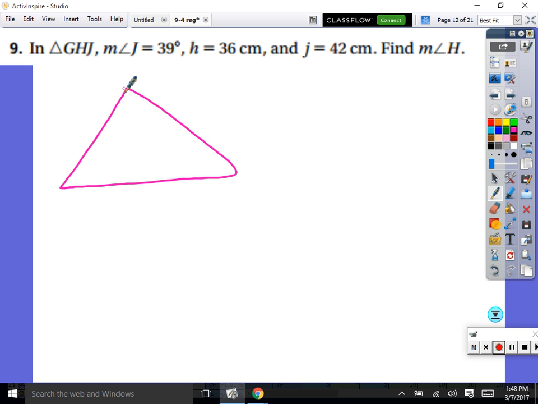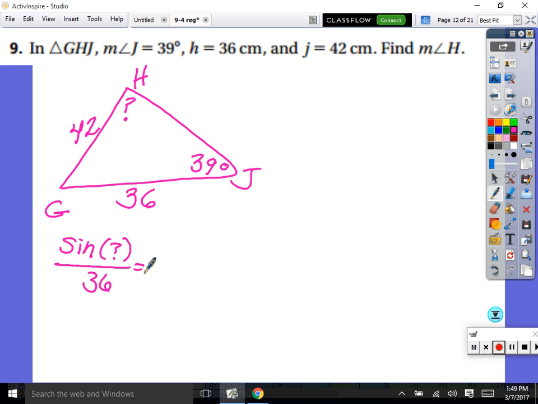So you would draw a triangle. It doesn't need to be drawn to scale. So let's go GHJ. Why not, right? So angle J is 39 degrees, so I got to put it there. It says side J is 42, so that needs to go right here, doesn't it? And then side H is 36, and now it says find angle H, so this is what we're trying to find, right? So what did we do? Sine of question mark over 36 equals sine of 39 over 42, right? And then we just solve.